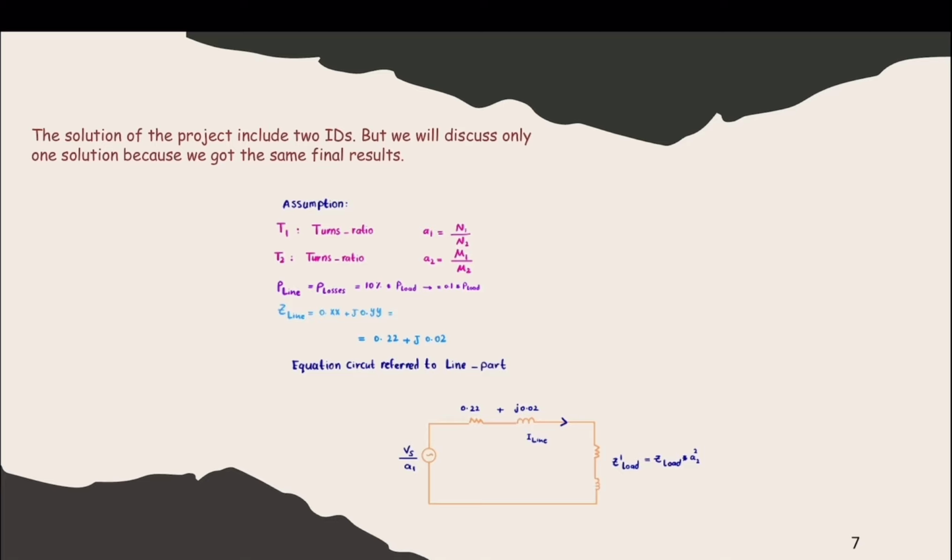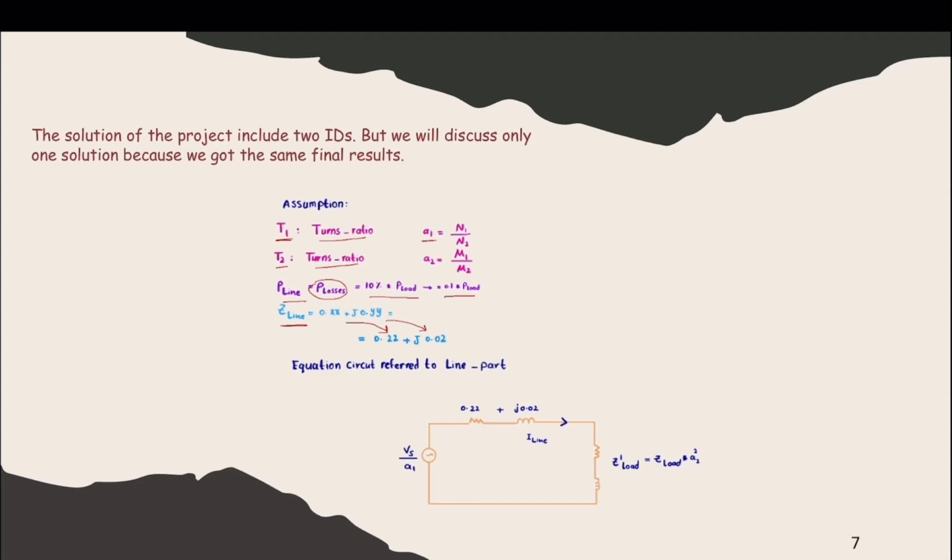So, the first step is that we have to state our assumptions as shown here. T1 is a turn ratio and T2 is also a turn ratio. A1 is N1 over N2 and A2 is M1 over M2. P line, the P losses, equals 10% of P load, which means it's 0.1 of P load. Z line, as I mentioned before, XX is the first two digits of our IDs and YY is the last two digits of our IDs. So XX will be 22 and YY will be 0.2.